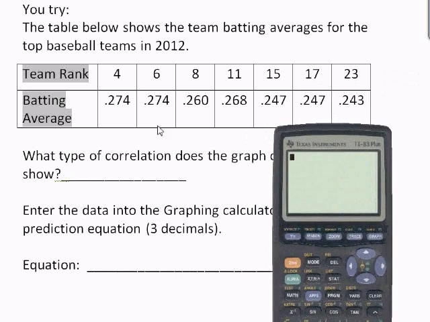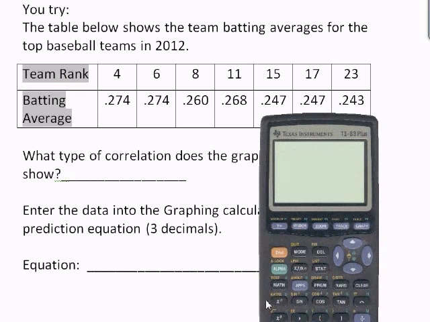Alright, so the first thing you do is we need to identify what the independent and dependent variables are. So the team rank should depend on the batting average. In other words, the better the batting average, the higher the team ranked. So that means our batting average is going to be X, or L1, and our team rank is going to be Y, or L2. We're going to want to keep that in mind as we're typing in the data into our calculator.